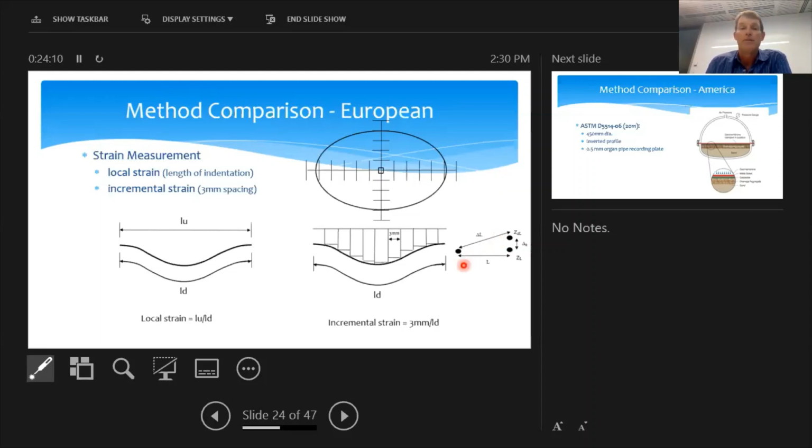So this strain is essentially a localized strain, and this is a global strain type application. This is really important when people talk about a 0.25% strain. It is essentially an average of all of those strains. It's the local strain, the average of all those little individual strains across the cross-section. And in Europe, the incremental strain is restricted to 3%, while the local strain is restricted to 0.25%.